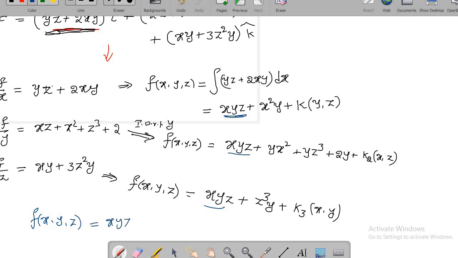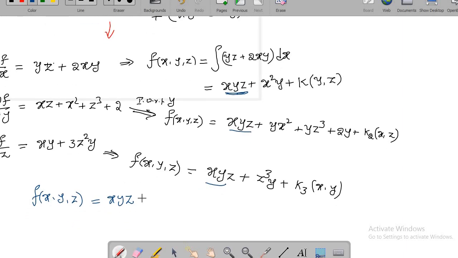x, y, z, that is one term, plus, next, x square into y. That's it, we are done with the first expression. Next, the second expression: yz cube is here, yz cube is here. You write it once, z cube y plus 2y. 2y is only here.